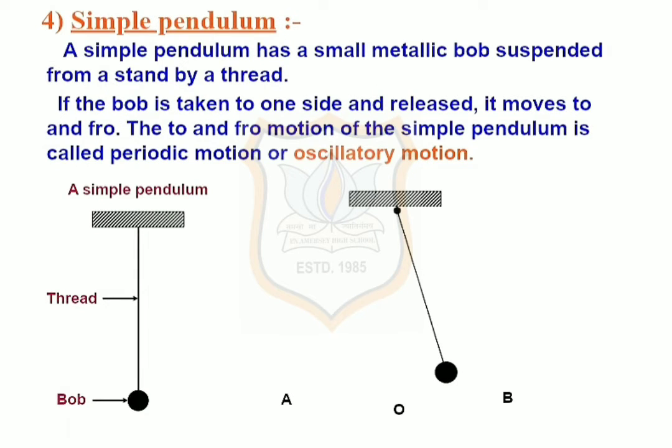A simple pendulum has a small metallic bob suspended from a stand by a thread. Students, you can see in this figure. If the bob is taken to one side and released, it moves to and fro. The to and fro motion of the simple pendulum is called periodic motion or oscillatory motion.